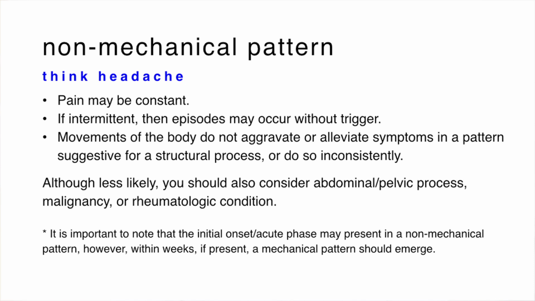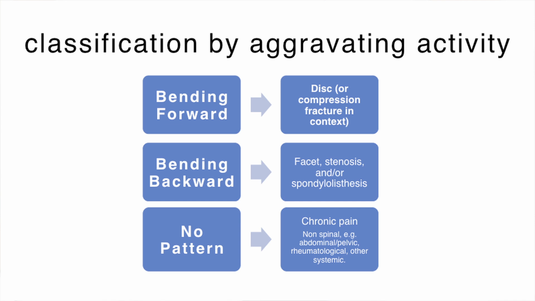It's also important to note that in the initial hyperacute phase, pain may present in a non-mechanical pattern. However, within weeks, if present, a mechanical pattern should emerge. Putting this all together, we see three basic classifications based on aggravating activity. Those worse with flexion, commonly seen in disc pain as well as compression fractures in the right clinical context. Those worse with extension, commonly seen in the older population with lumbar stenosis, facet syndrome, or spondylolisthesis. And those with no pattern, which is most commonly occurring in chronic pain, but may also occur in non-spinal conditions.